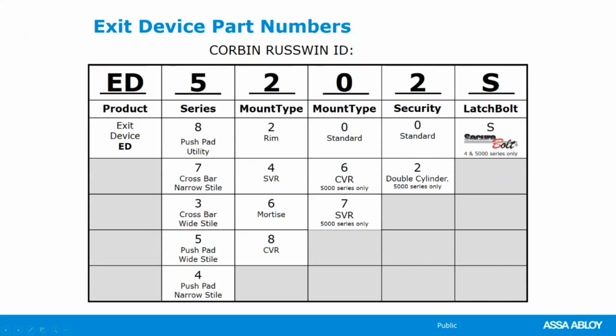We also have our 8000 series, which is our push pad utility type device. We have our crossbar. Our 3000 is our wide style, and our 7000 is our narrow style. The next digit would be our mounting, which is rim for a 2, a 4 is surface vertical rod, a 6 is mortise, and 8 is concealed vertical rod.